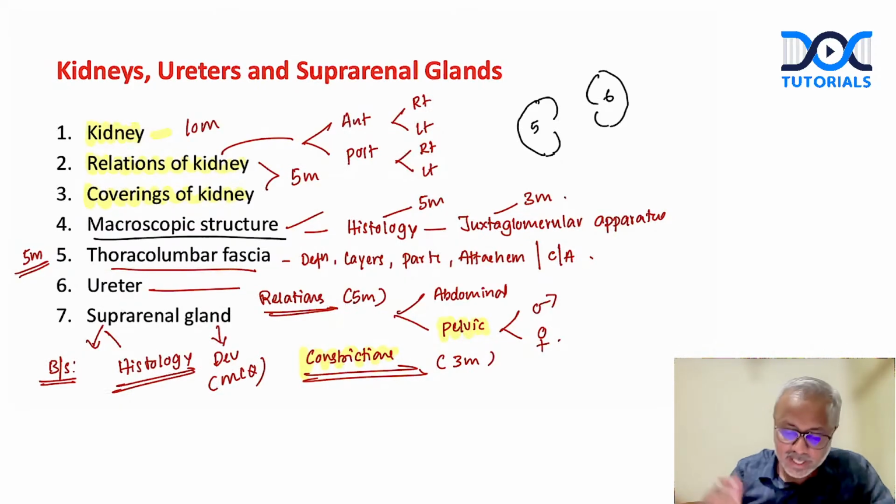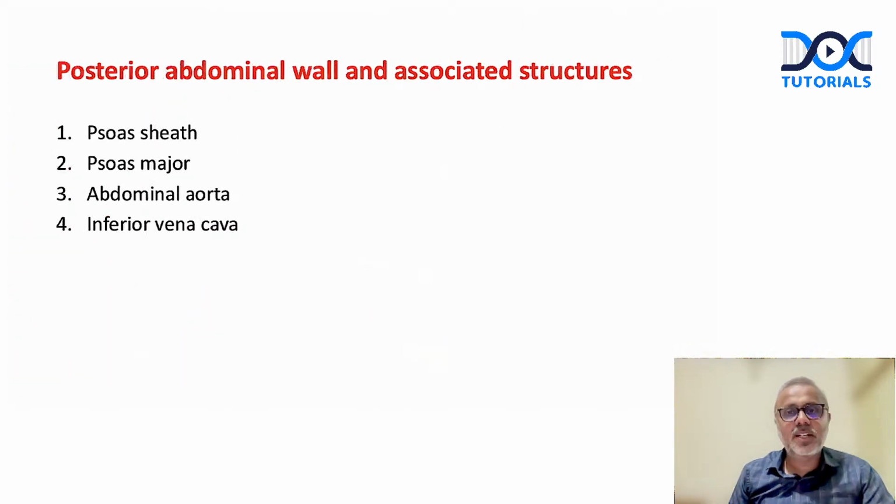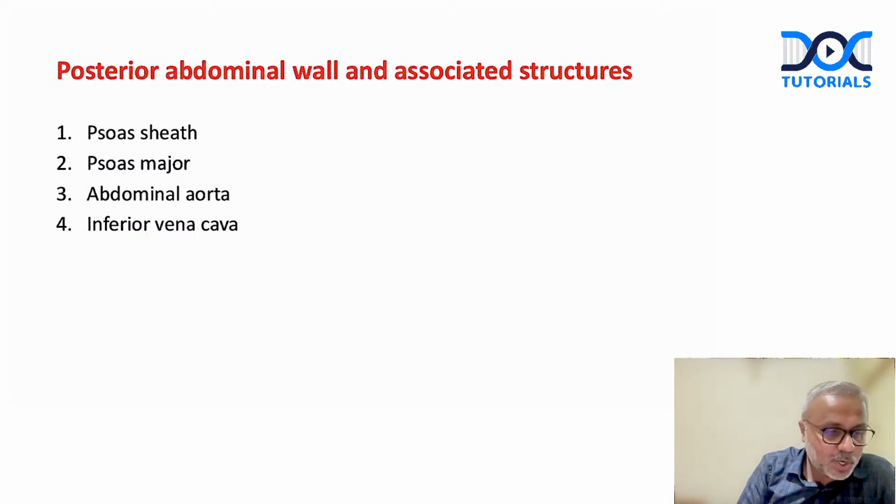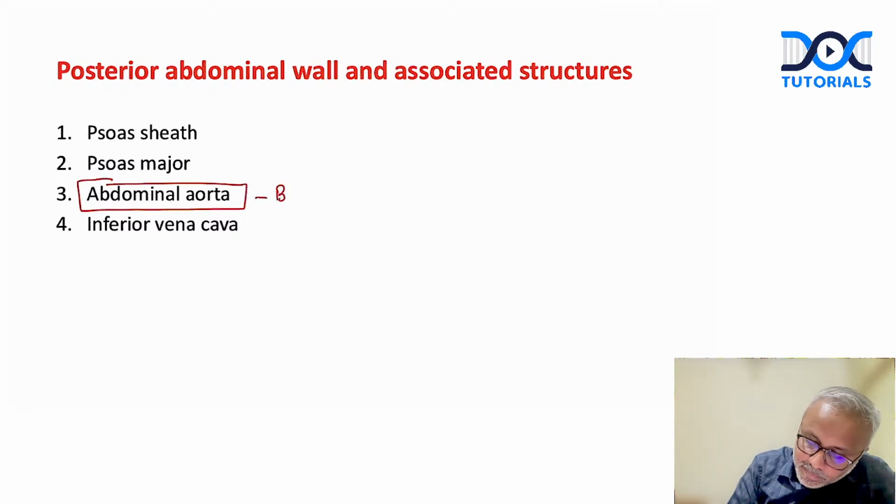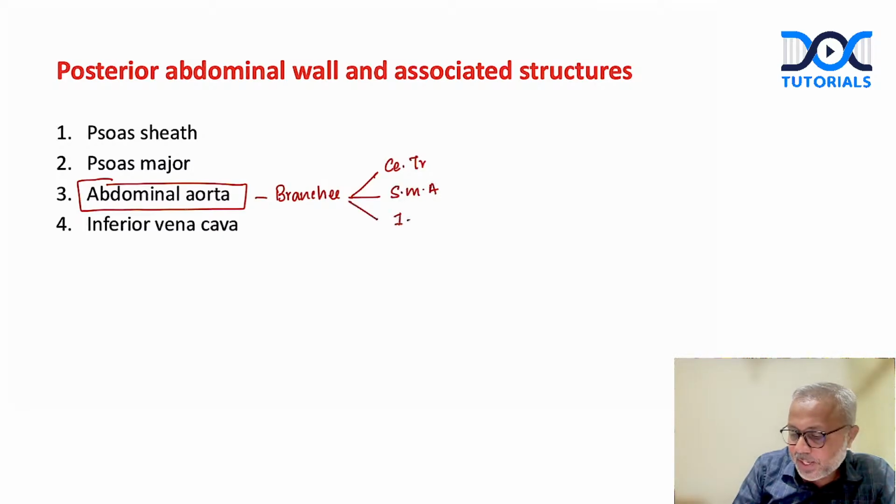Done? Right. Then the next and possibly the last important chapter in the abdomen. Of course, we are not doing the pelvis today. So in the topic of the posterior abdominal wall, again, my money is on the abdominal aorta and its branches, right? And in the branches, the celiac trunk, the superior mesenteric artery, and then the inferior mesenteric artery.